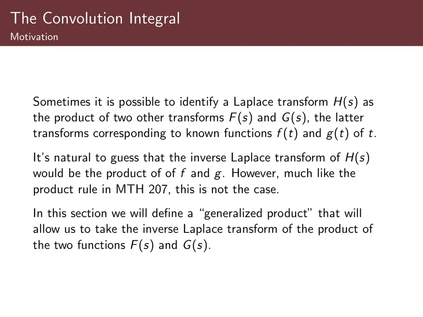Sometimes it is possible to identify a Laplace transform, big H of s, as the product of two other transforms, big F and big G, that are common Laplace transforms for functions that we know, like little f of t and little g of t. It's natural to guess that if we took the inverse Laplace transform of H, because H is the product of big F and big G, the inverse Laplace transform would be just the product of little f and little g. However, much like the product rule in Calc 1, this is not the case.